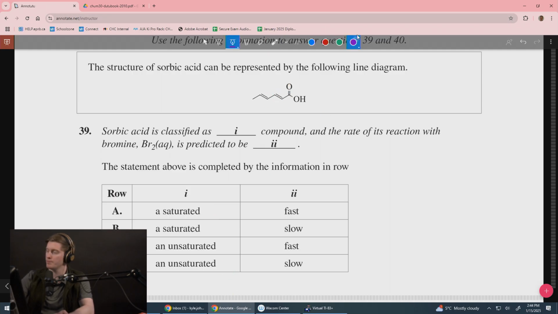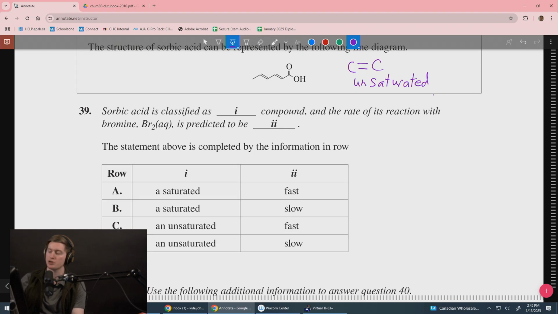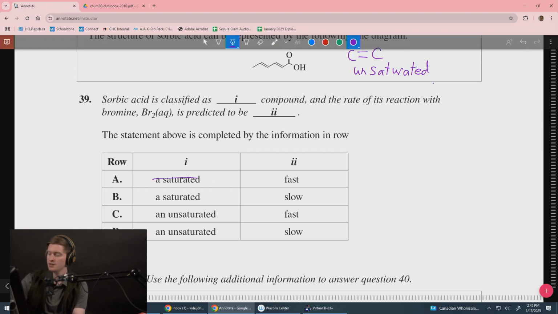We see in this compound here that we have carbon-carbon double bonds, which means that this is an unsaturated compound. The carbons don't have the maximum number of hydrogens. They're not saturated with hydrogens. So we are going to cross out row A and B because this is an unsaturated compound.